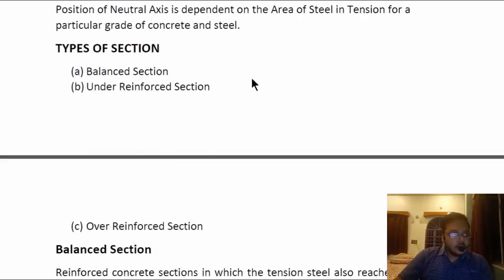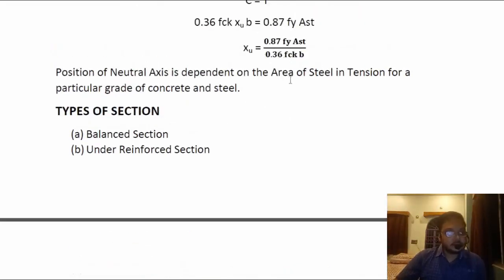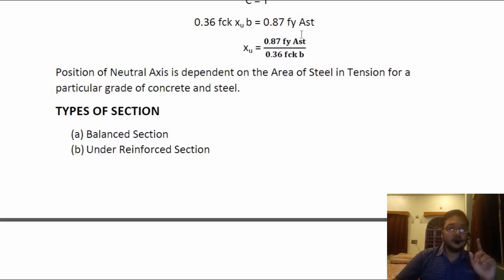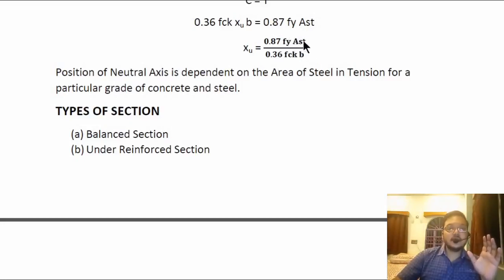So now the next part is that after we get this, we can say that if we fix this fck and fy, that is, the grade of concrete and grade of steel are fixed. So if we are fixing the grade of concrete, we will have a fixed fck, and if we are fixing the grade of steel, we will have a fixed fy. And also if we know the b, that is the width of the beam or the section, we can get the area of the steel in tension.